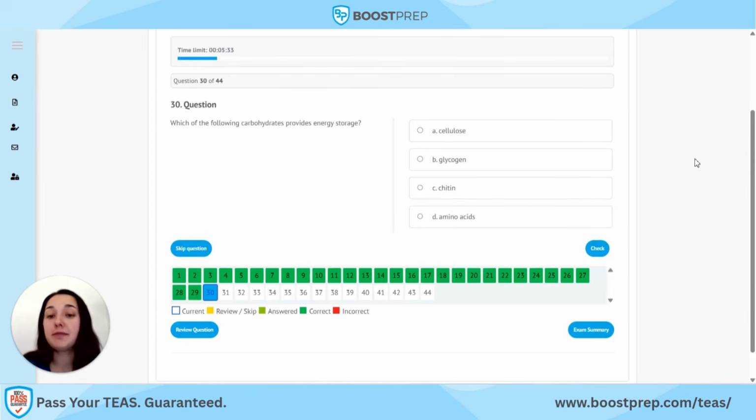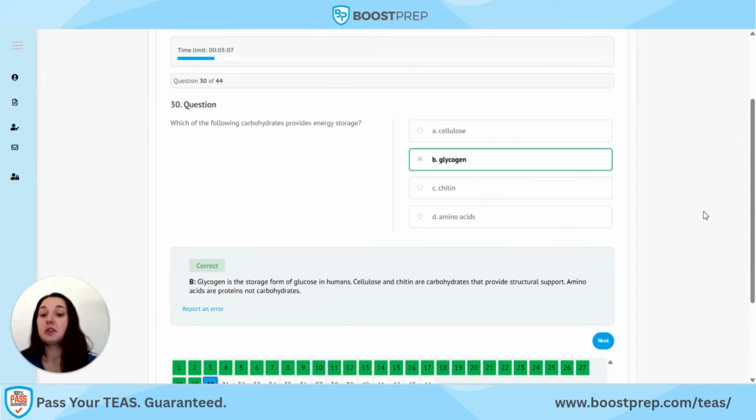Question 30. Which of the following carbohydrates provides energy storage? A, cellulose, B, glycogen, C, chitin, D, amino acids. Correct answer is B, glycogen. So glycogen is the storage form of glucose in humans. Cellulose and chitin are carbohydrates that provide structural support. Amino acids are proteins, not carbohydrates. So energy storage, B, glycogen.